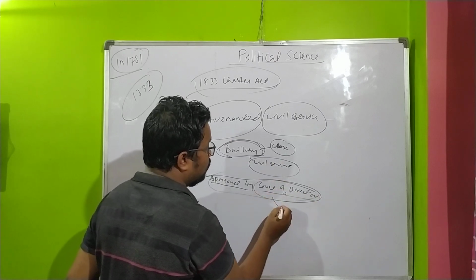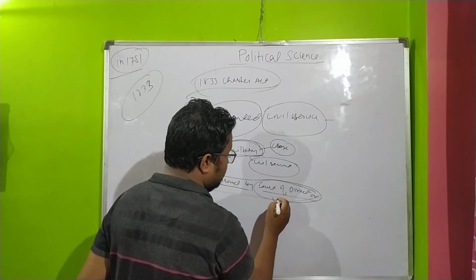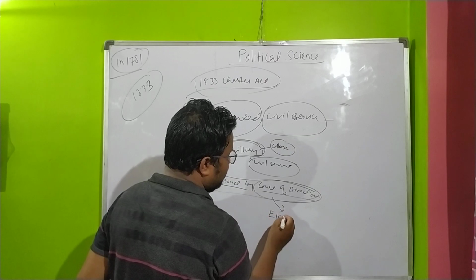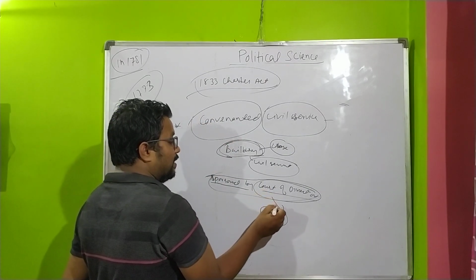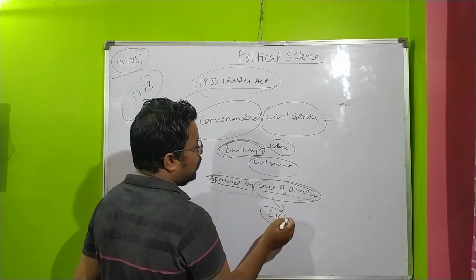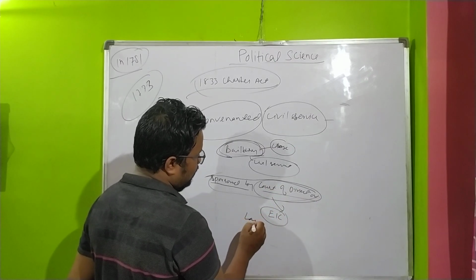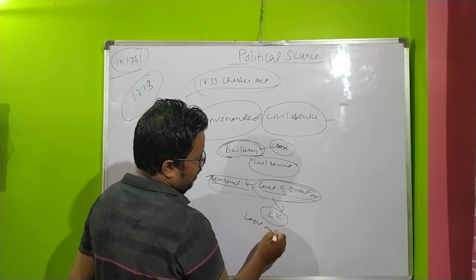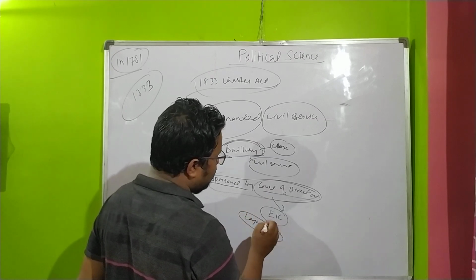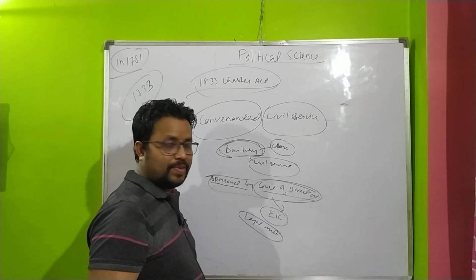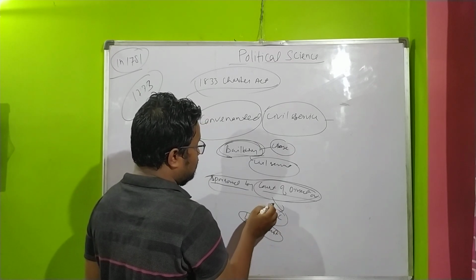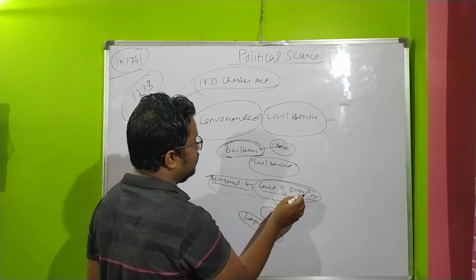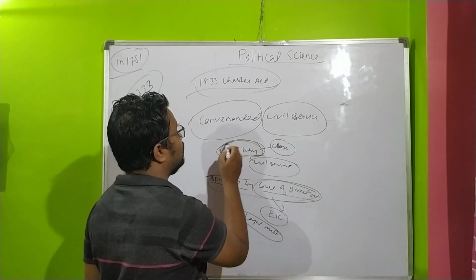And this Court of Directors was established by what? By the East India Company. So the ICS officer must be loyal to the East India Company, because they have to get sponsored by the Court of Directors so that they can take admission in Haileybury.